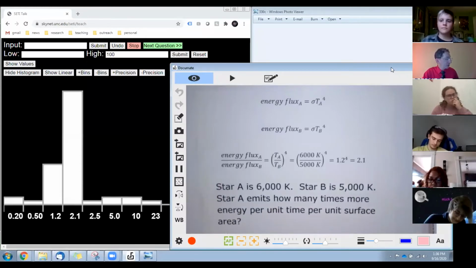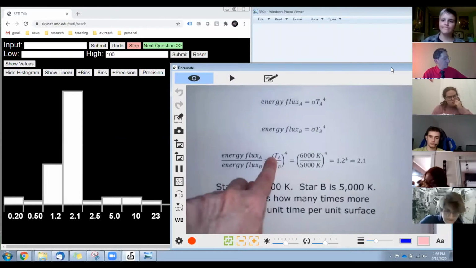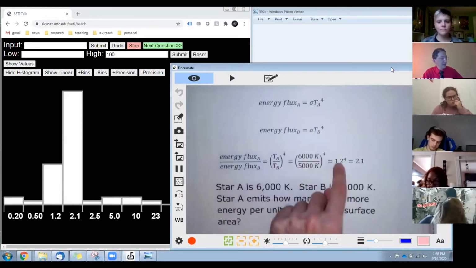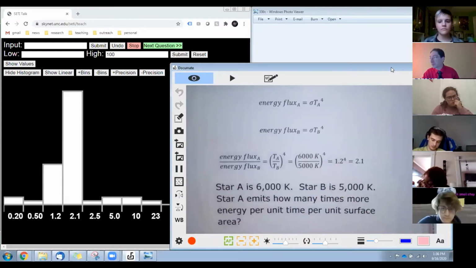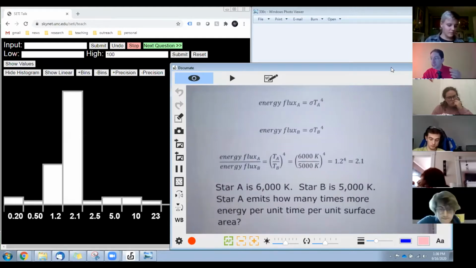And so you take the ratio of those two, the constants cancel out, and it's all about the ratio of the temperatures to the 4th power. So 6,000 divided by 5,000, there's the 1.2 that we saw. You've got to remember to raise that to the 4th power. You'll probably need a calculator for that, and that gets you the 2.1. So over twice as much energy is coming out of the slightly hotter star. You change the temperature a little bit, and you get a lot more energy.